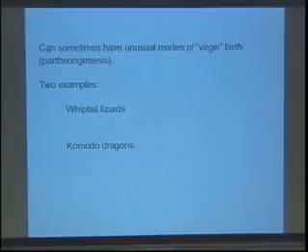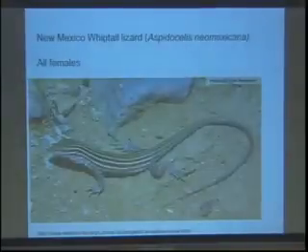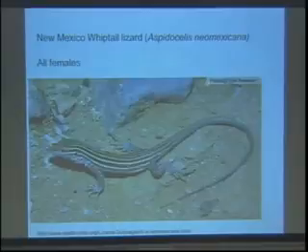And there are many examples of this now in the animal kingdom. We'll give you two examples, one with something called the whiptail lizard and the other called the Komodo dragon. Has anyone ever heard of these animals? Okay, a couple of you. All right, so this is the whiptail lizard, the New Mexico whiptail lizard. It's this particular species, and it turns out they're all female. There are no males in this species of lizard.